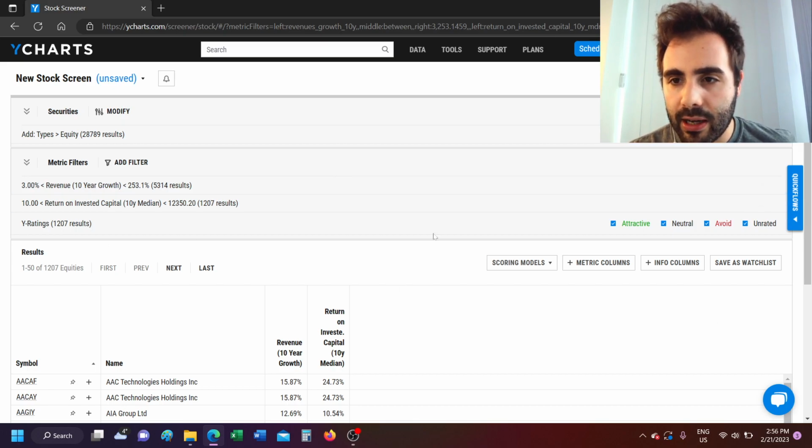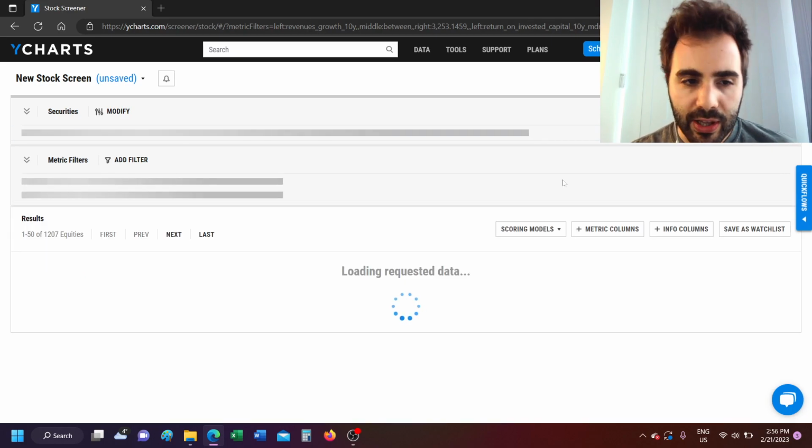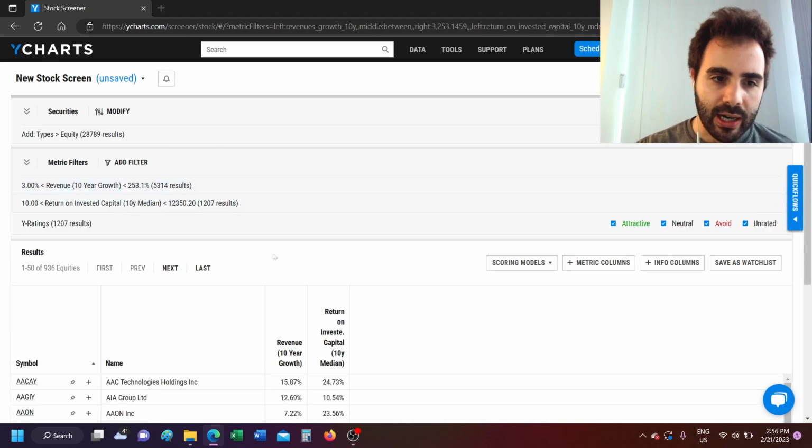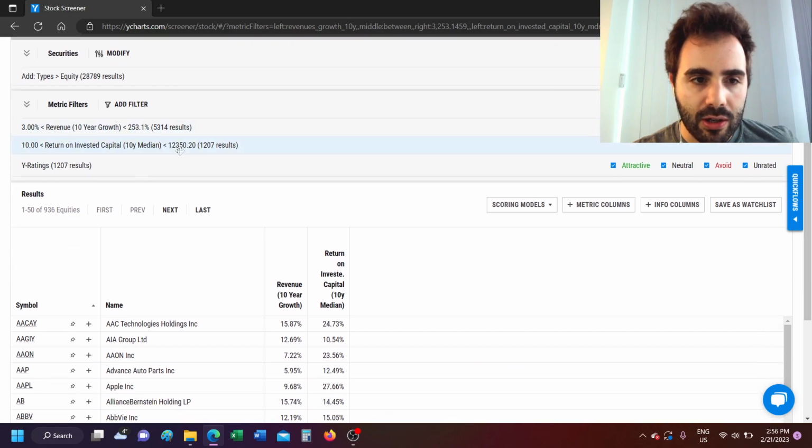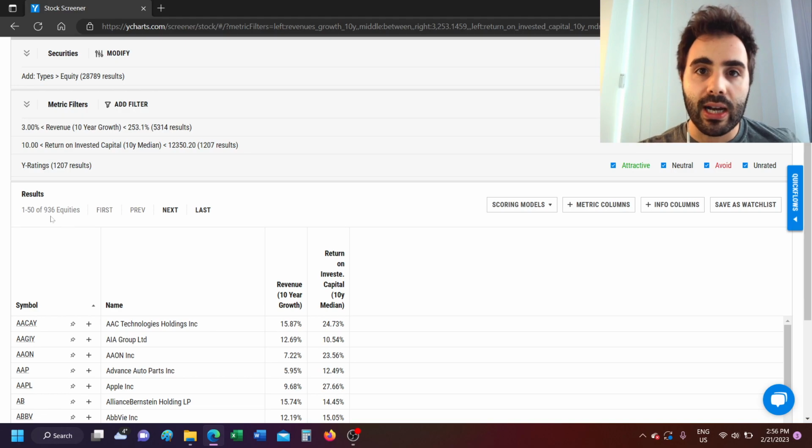There is a button up here. I know it might be covered by where I am on the screen, but it says remove duplicates. If we press that, now we are down basically the duplicates, like for example, Google Class A and Google Class C wouldn't show up twice, it would only show up once. And as you can see here, just by employing these two screeners and removing the duplicates, we're already down to less than 1,000. So from 29,000 all the way down to only 1,000 companies for us to look at.